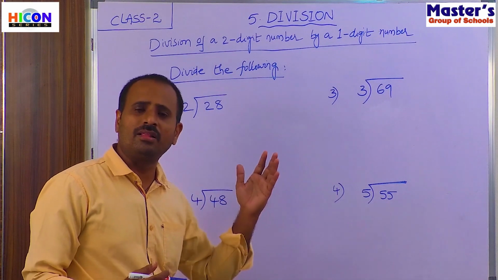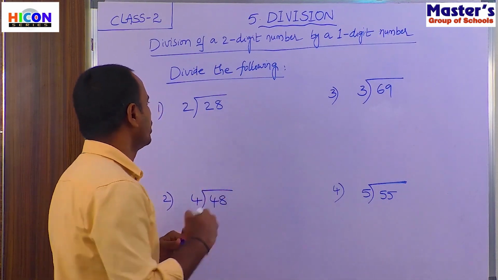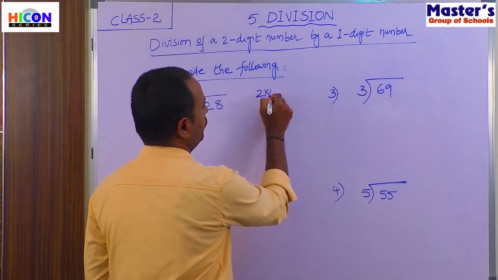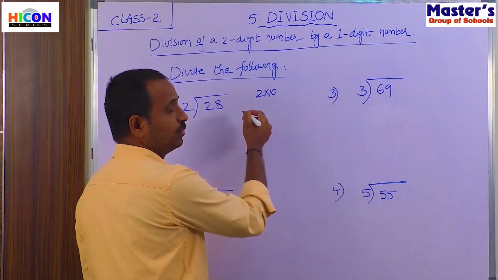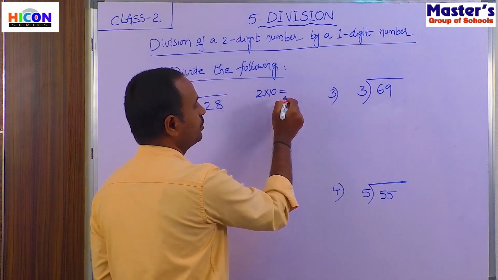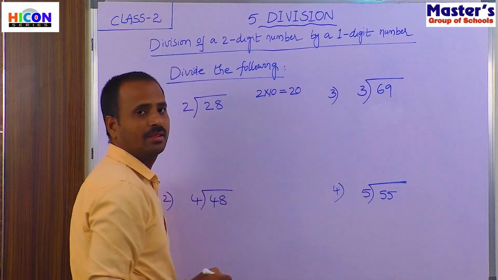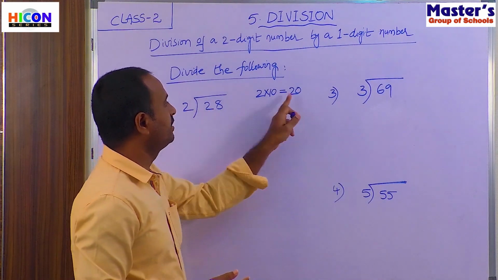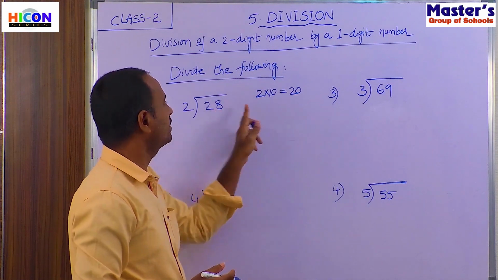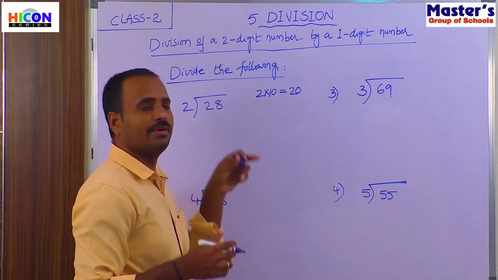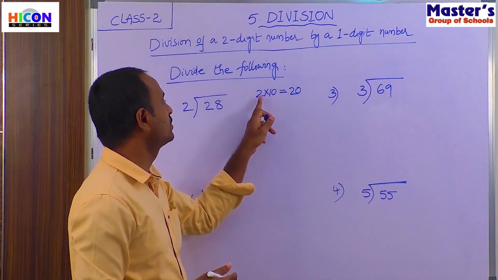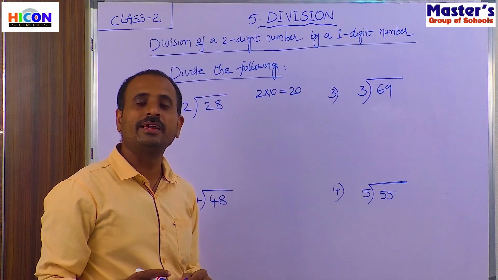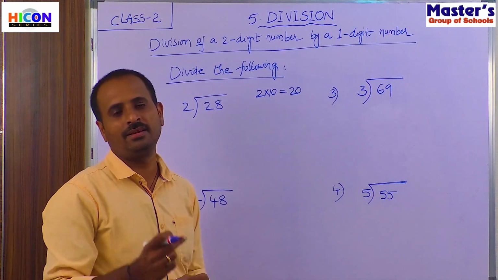We have learned all the tables up to 10 times only. If you take 10 times 2, that is 2 times 10, that is 2 tens are 20. But the given number is 28 and it is greater than 20. So if the given number is greater than 10 times the divisor, then we have to start division by taking each digit separately.